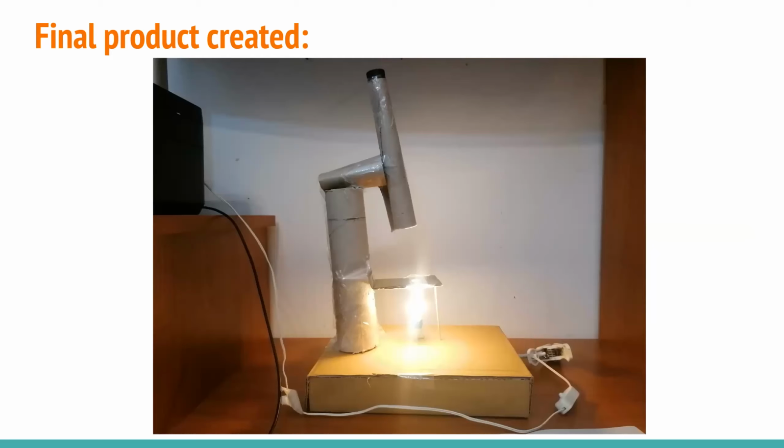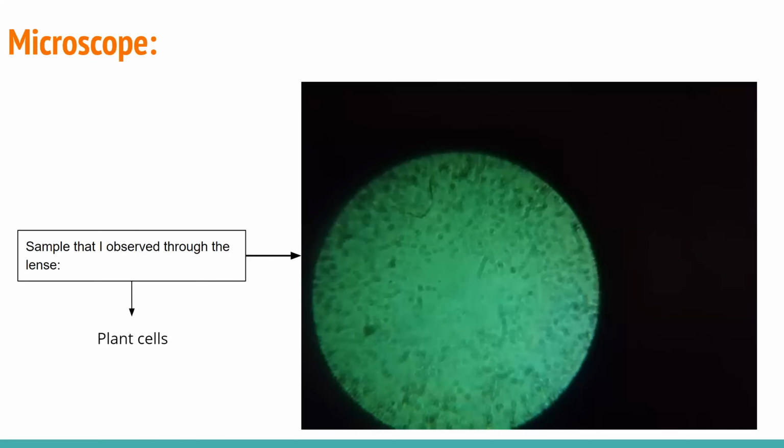I was able to create a slight magnification with this, but I did not fully achieve my goal because, as you can see in this image, it's a bit blurry and you can't distinguish well enough. But this is a sample of a plant cell that I observed through the lens.